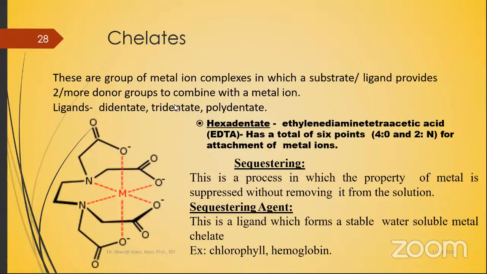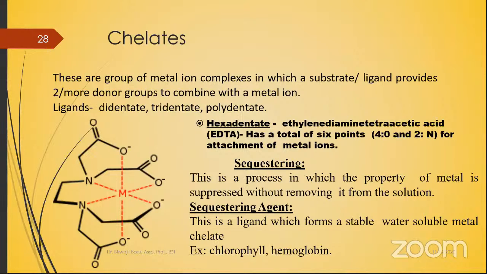So what is a chelate? Chelates are a group of metal ion complexes in which a substance, that means a ligand, provides two or more donor groups to combine with a metal ion. In this case, the ligand may be bidentate or tridentate or polydentate. In an inorganic metal complex, the ligand provides only one site, as we have already seen, whereas in a chelate, one ligand provides more than one site for complexation.